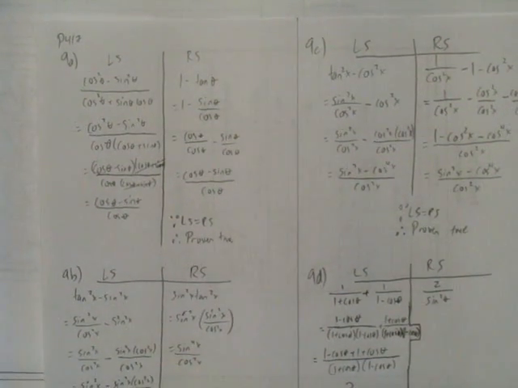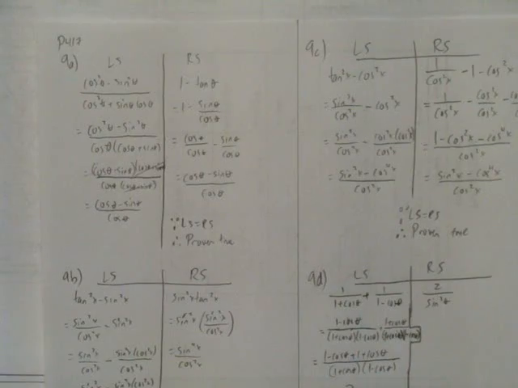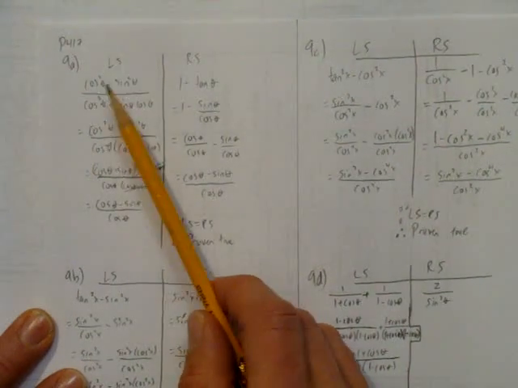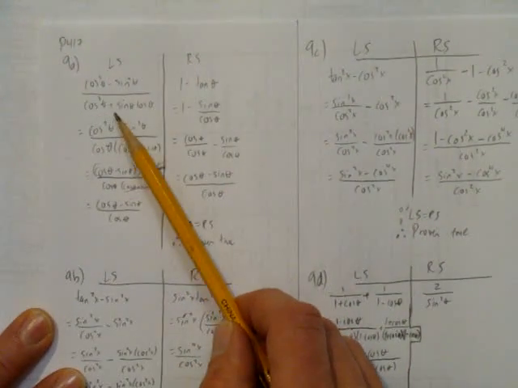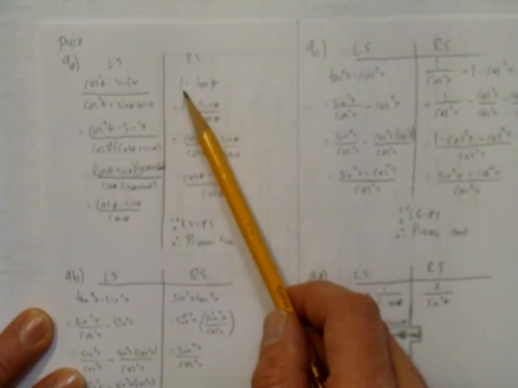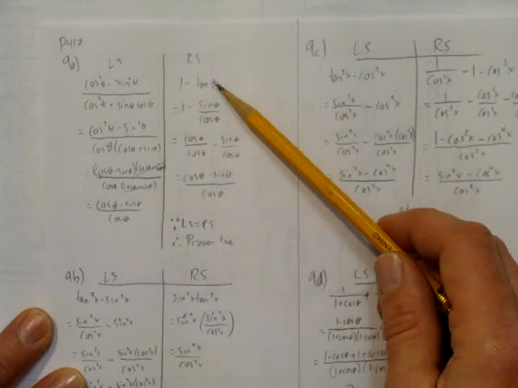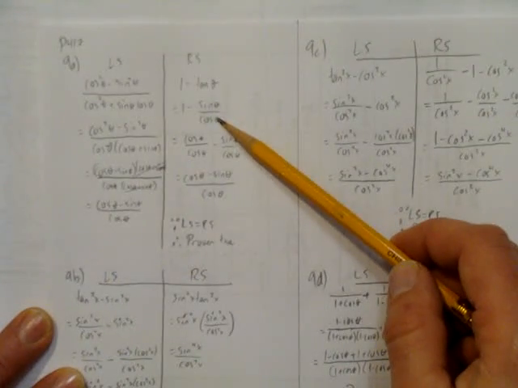This video is going to go through how to prove some trig identities, but I've already done all the solutions, so I'm just going to go through them with you. The first one was proving that (cos squared minus sine squared) over (cos squared plus sine times cos) equals 1 minus tan theta. Well, the first thing I did was realize that tan theta was sine over cos.